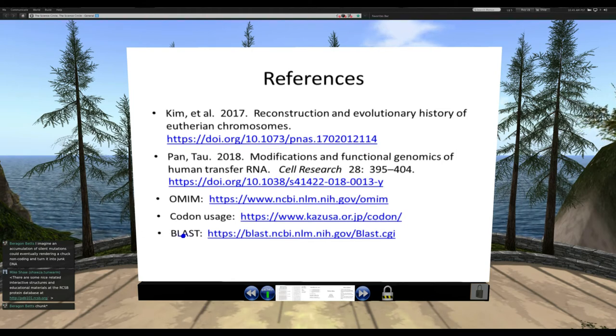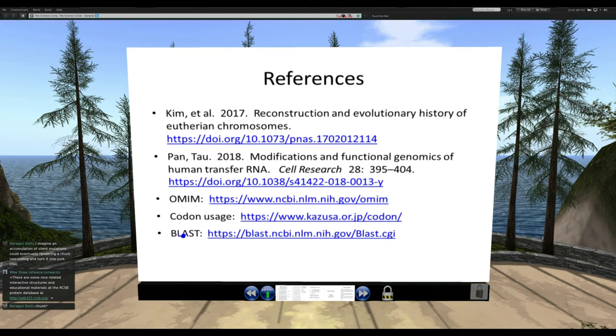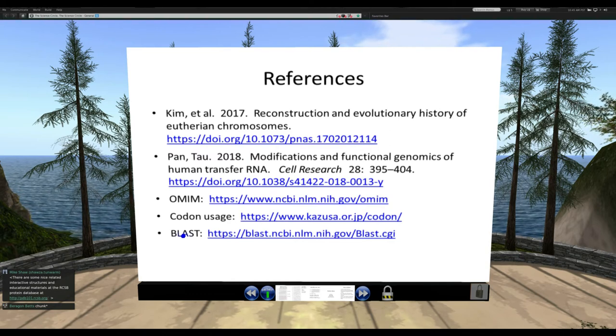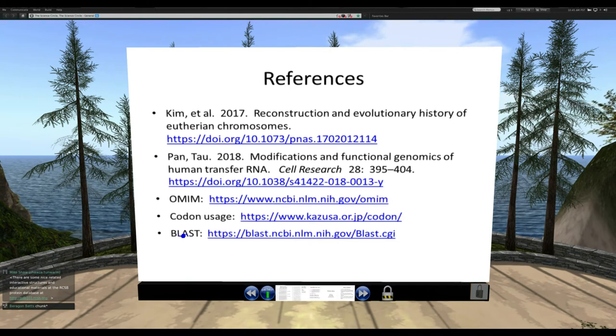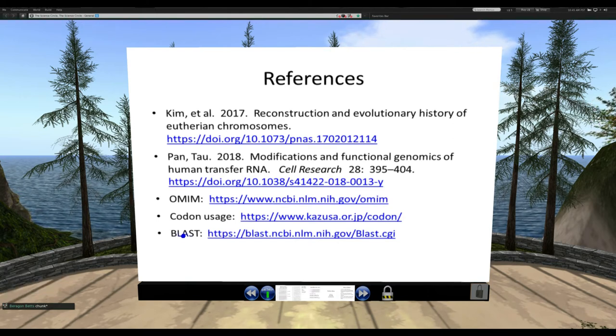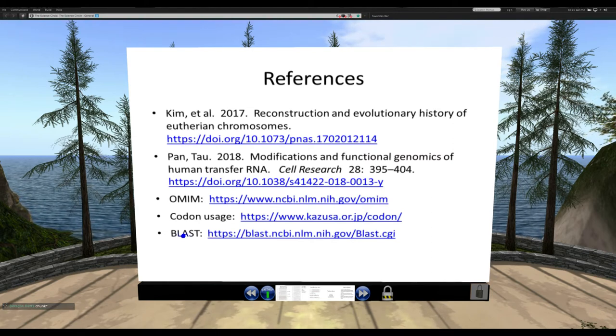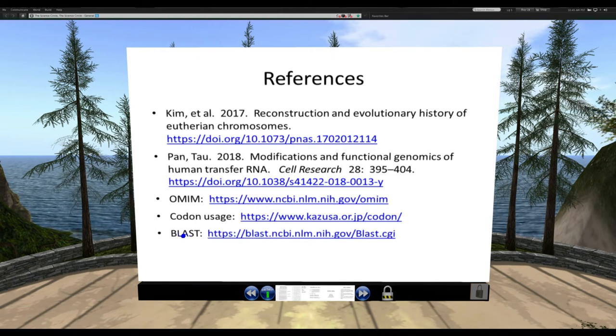Not unless you, oh, yes, you could change it if you get a mutation in a transfer RNA. If you get a mutation in a transfer RNA, then it will either put in a different amino acid, or it might put in no amino acid, it might put in a stop codon. And you do get transfer RNA mutations.